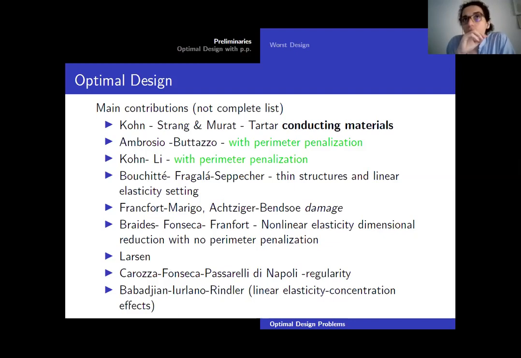And essentially, there are several types of approach and several aims. The first aim is the one of detecting, let's say, a good energy configuration that models the interaction I was mentioning before. And also, let's say, to understand how regular the equilibrium configurations can be. And so there have been several results in the direction of regularity for this type of problems that are due to Larsen and then Carozza, Fonseca, and Passarelli di Napoli.